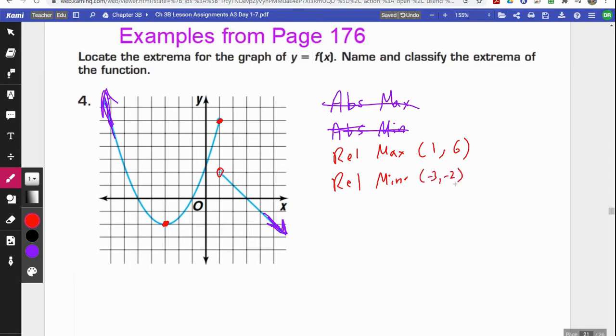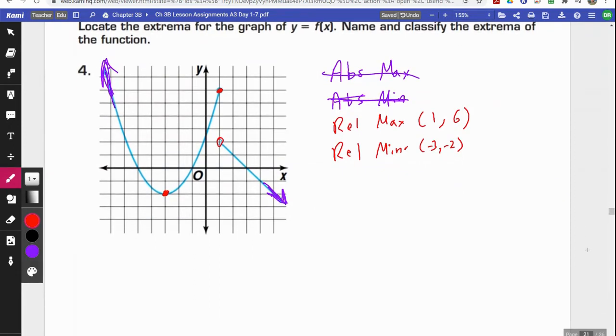And we look at the rest of the graph, we see that there are no dips or valleys. It's just a line that goes down here forever, and that's why there's no absolute minimum, because it goes forever. So this particular graph, we only have relative max and relative min, and we figured out the points where they're at. So that would be the extrema.